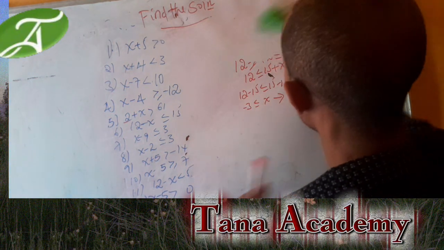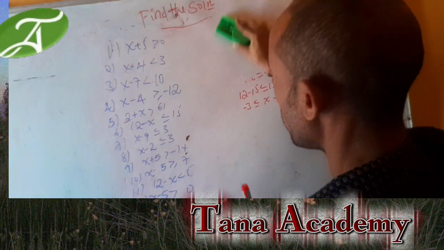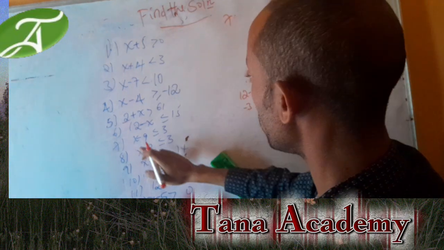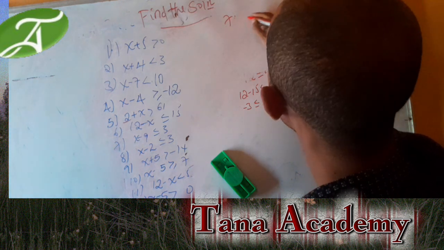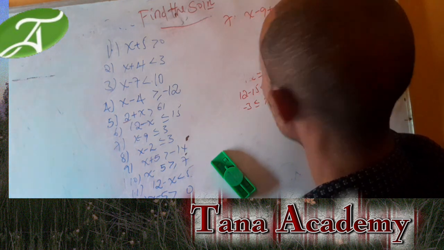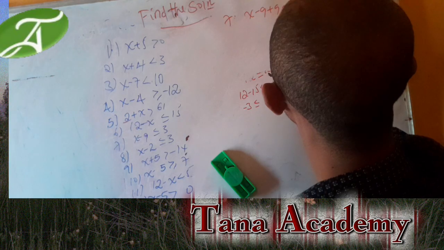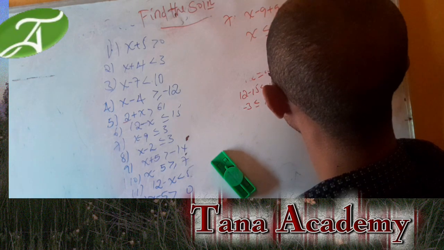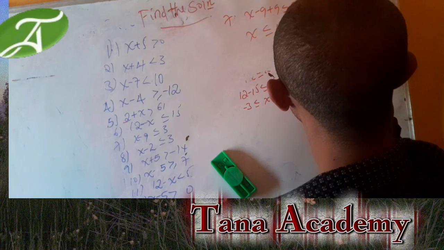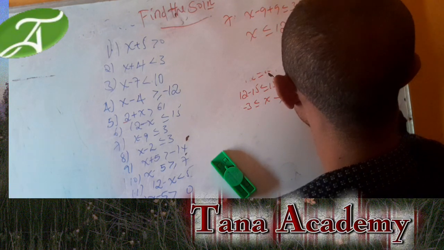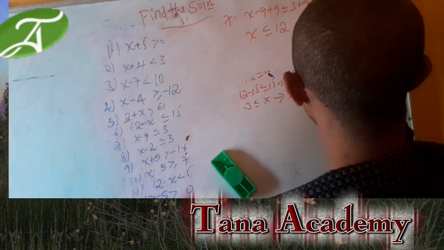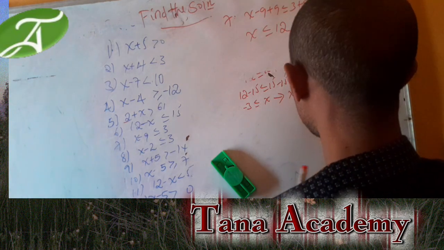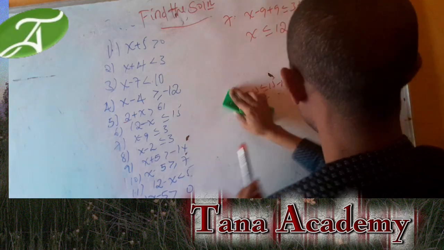Again, let's move to question number 7. x minus 9 less than or equal to 3. x minus 9 plus 9 less than or equal to 3 plus 9, and x less than or equal to 3 plus 9 becomes 12. This means the numbers which are less than or equal to 12 are negative infinity to closed interval 12.